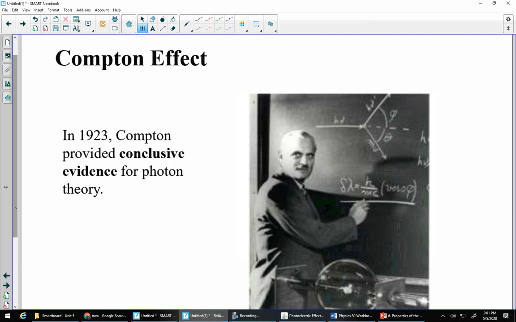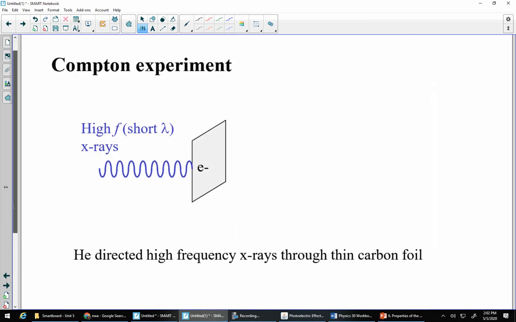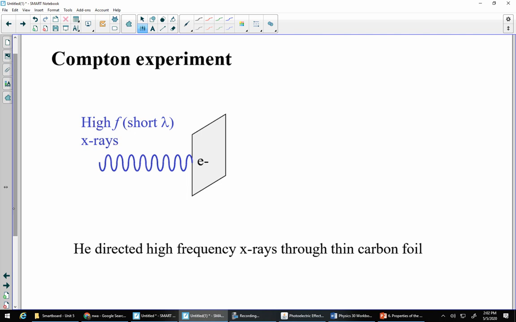Compton was the first person to ever provide conclusive evidence for photon theory. So actual evidence that says, yes, light is acting like little tiny particles called photons that also have wave-like properties. And here is Compton, and here you can see in the background the Compton equation. So here's the idea with this. Here's the Compton experiment and the big ideas.